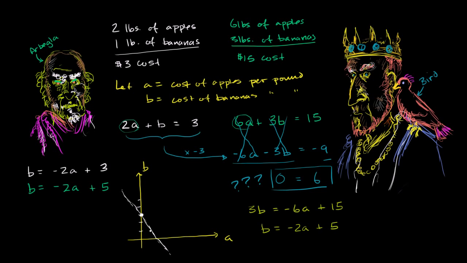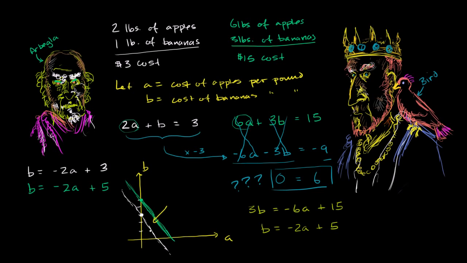And now let's draw this green one. This green one, our b-intercept is 5, so it's right over here. But we have the exact same slope, a slope of negative 2. So it looks something like that right over there. And you immediately see now that the bird was right. There is no solution because these two constraints can be represented by lines that don't intersect.